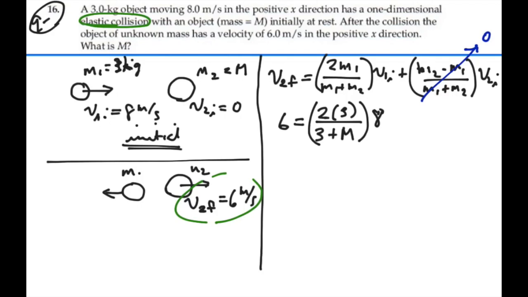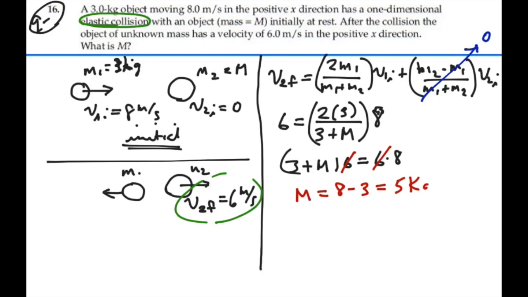In other words, multiplying both sides by 3 plus m, we have 3 plus m times 6 is equal to 6 times 8. Divide both sides by 6, get rid of the 6's here, and solving for m, I have m is equal to 8 minus 3, or 5 kilograms. So just using the formula and the information given, we can solve for this mass. And the mass of mass 2, m, is 5 kilograms. Answer.